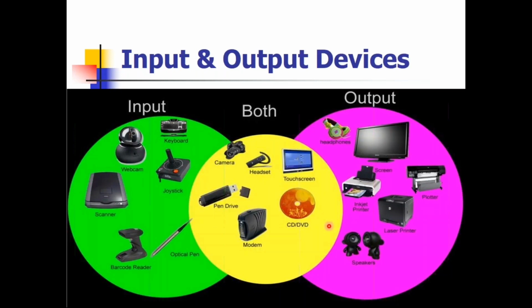Now, these are the different input and output devices available, and some devices will be coming under both input and output devices. Why? Because they take input and they give output also. Okay, webcam is an input, keyboard is an input, joystick is an input, optical pen is an input, barcode reader is an input, scanner is an input device.